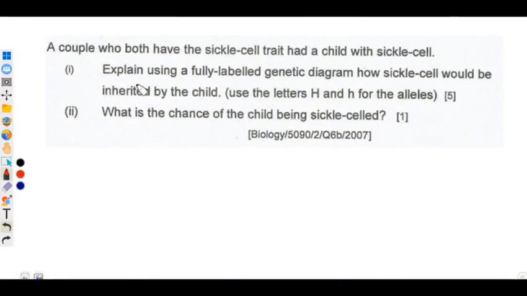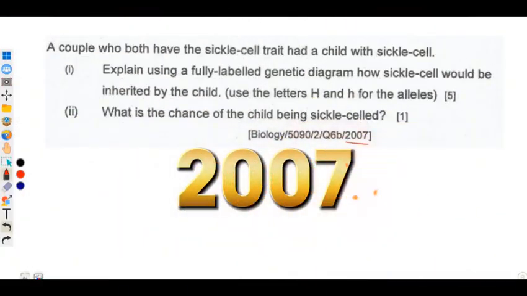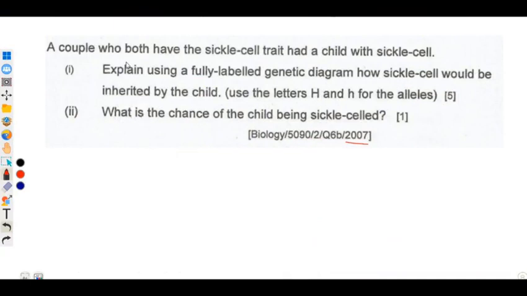So in this presentation, we are going to answer a question that came in biology paper 2 for 2007. The question reads, a couple who both have sickle cell trait had a child with sickle cell. Question A, 1. Explain using a fully labeled genetic diagram how sickle cell would be inherited by the child. Use the letters capital letter H and small letter h for the alleles. So this question was carrying 5 marks.